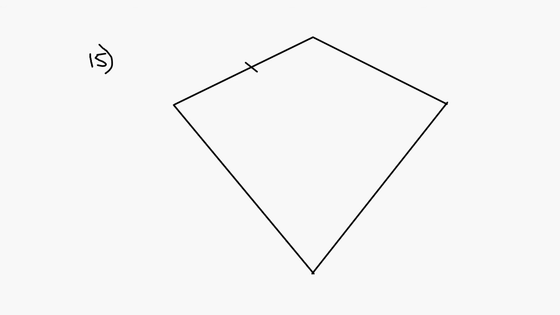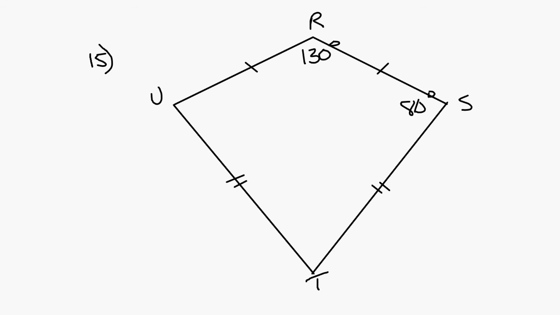15 is, let's see, another kite. R is 130. So this is R, S, T, U. And R is 130 degrees. S is 80 degrees. Find the measure of T.